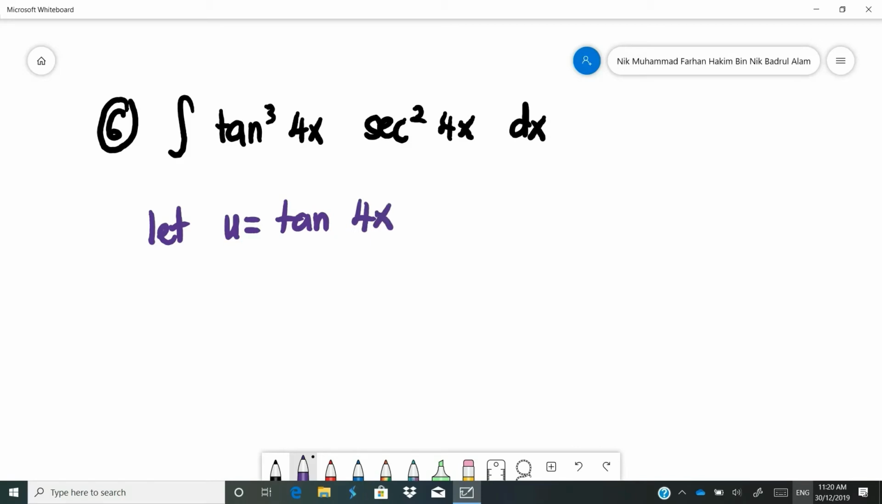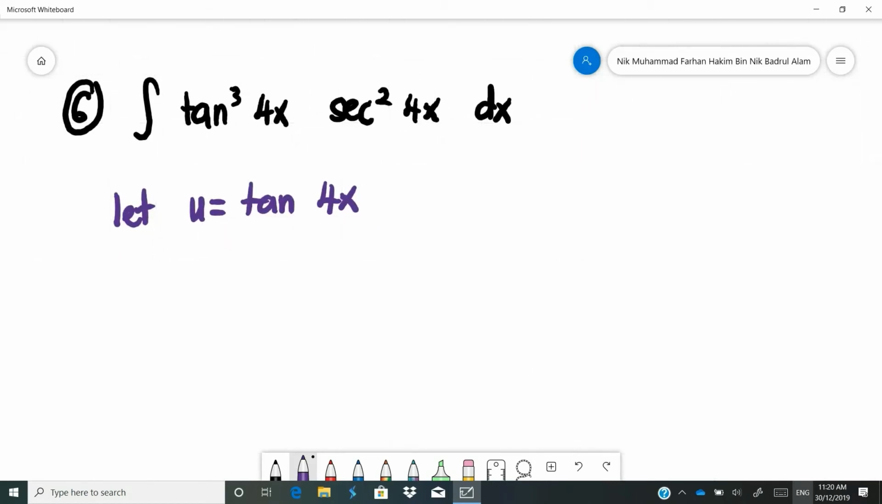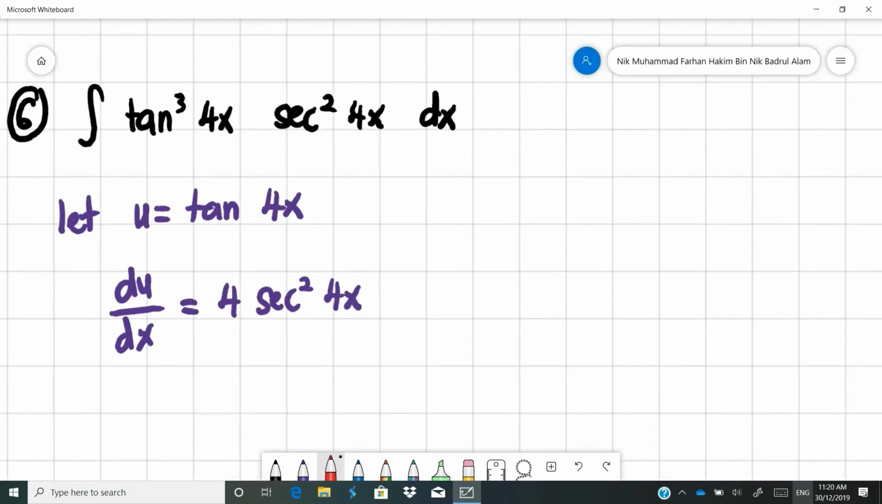Do not choose tangent to the power of 3 because it will be very difficult. When you try to differentiate tangent to the power of 3, it will be very complicated. But if you choose tangent 4x, you get 4 secant square 4x. Alright, this is actually the nice choice.